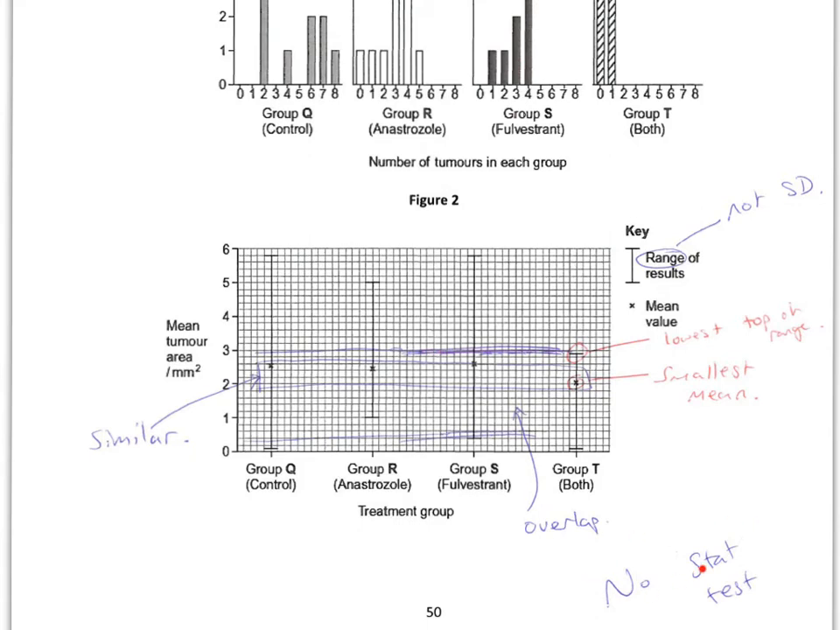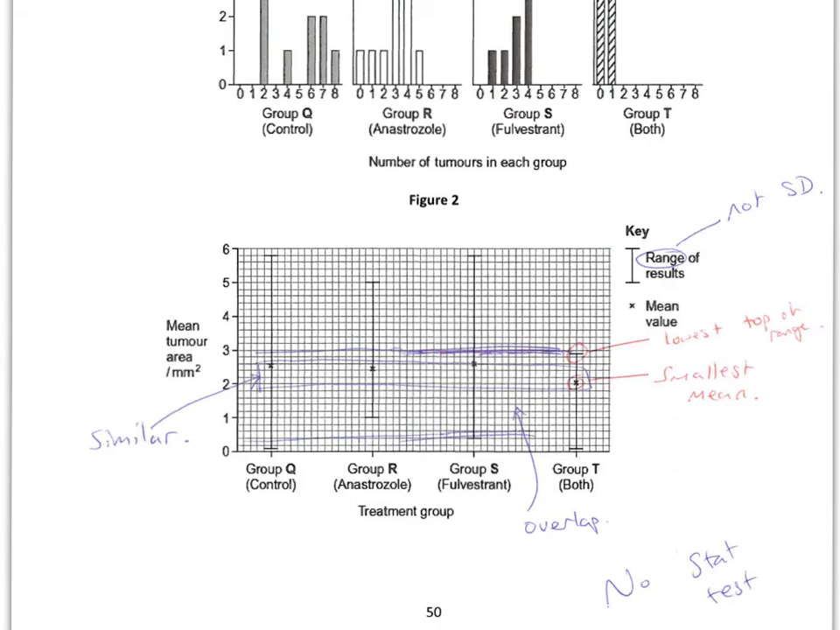As well, another reason we don't know the differences are significant is that there's no mention of any statistical test. Ideally, we'd want a t-test in here because we're comparing means. So there's no statistical test carried out. We don't know if the differences are due to chance. So we cannot prove if there's a significant difference or not.